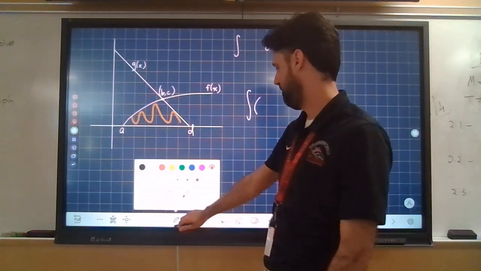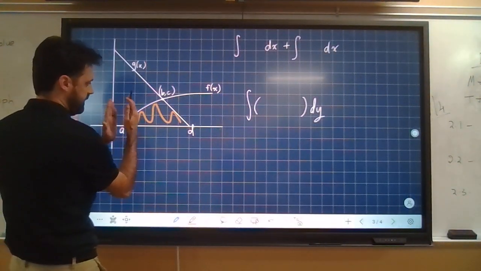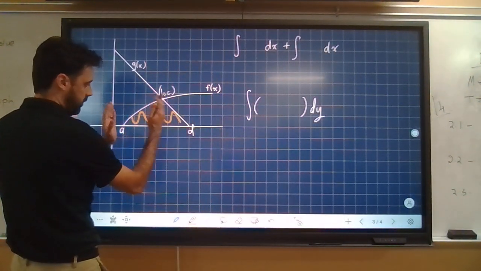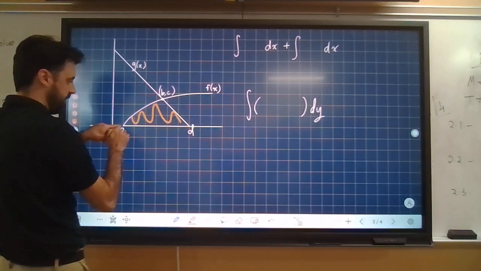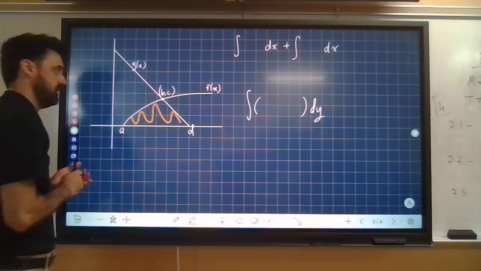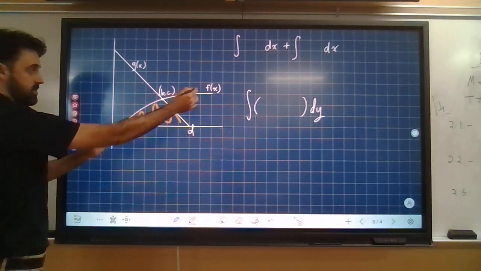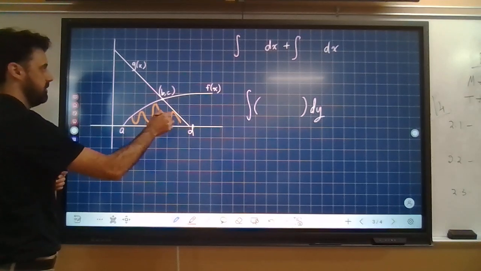Let's look at this one now. We're going to go from left to right thinking vertically, and we're looking for times where the bottom function switches or the top function. The bottom function on this graph is always 0, but the top function does change at this intersection. From here to here, the top function is f, and then the rest of the way the top function in this section here would be g.